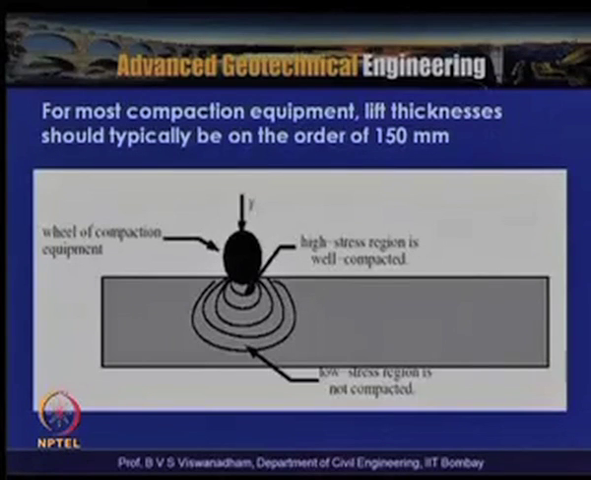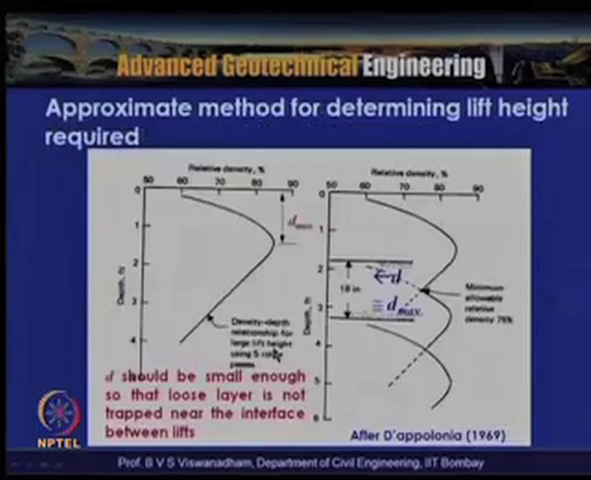So in that case, what will happen is that the wheel of the compaction element, like a pressure bulb, actually has a high stress region as well as a low stress region. So if this is ensured, the compaction can be effectively ensured in the field.